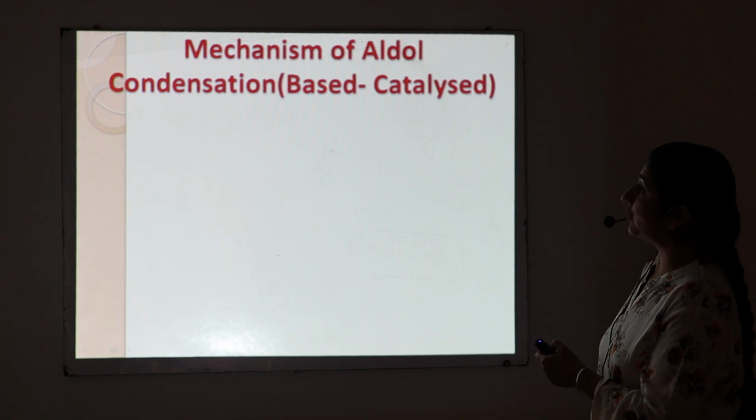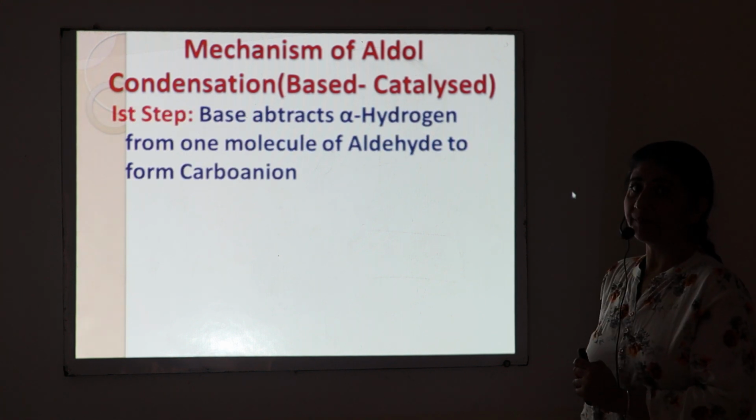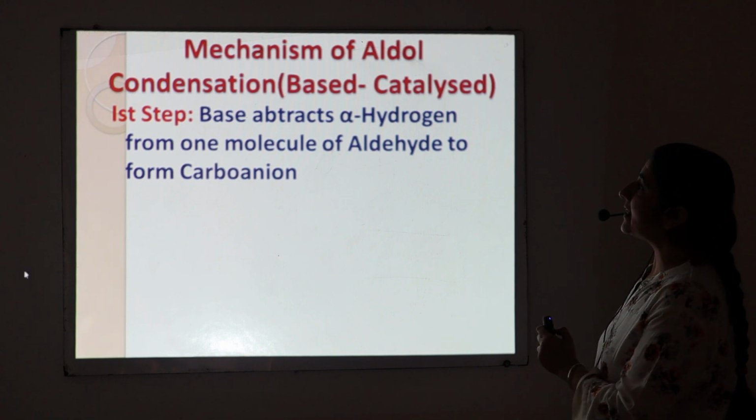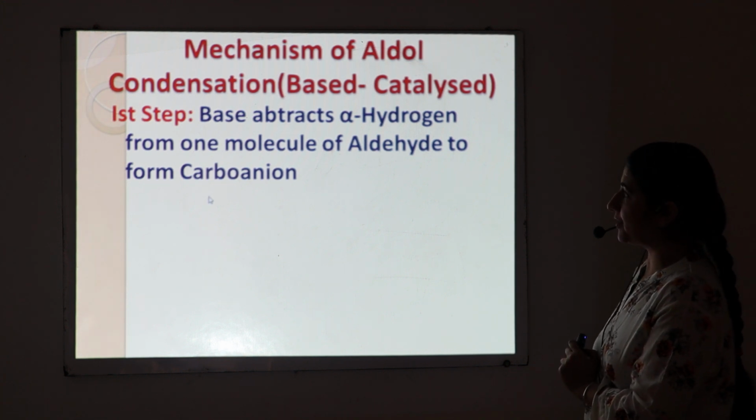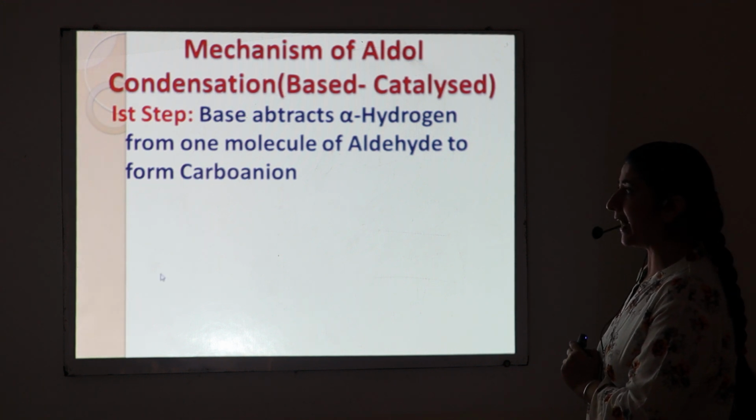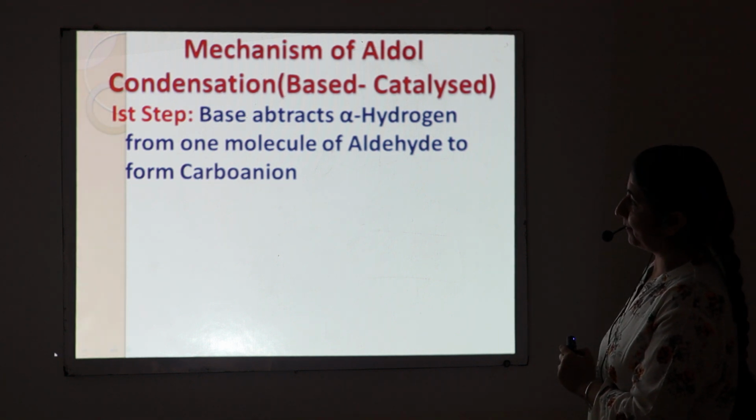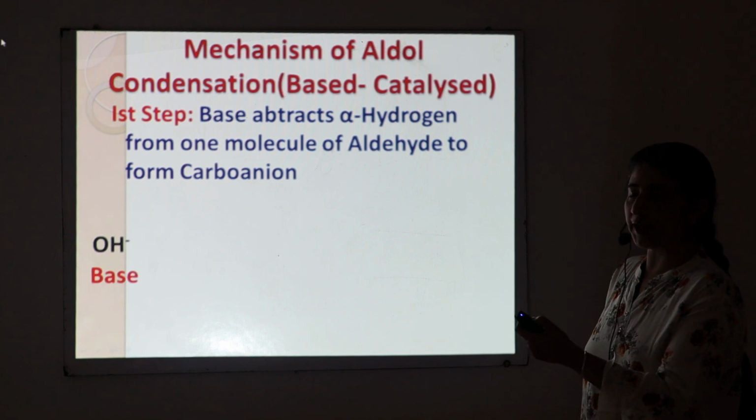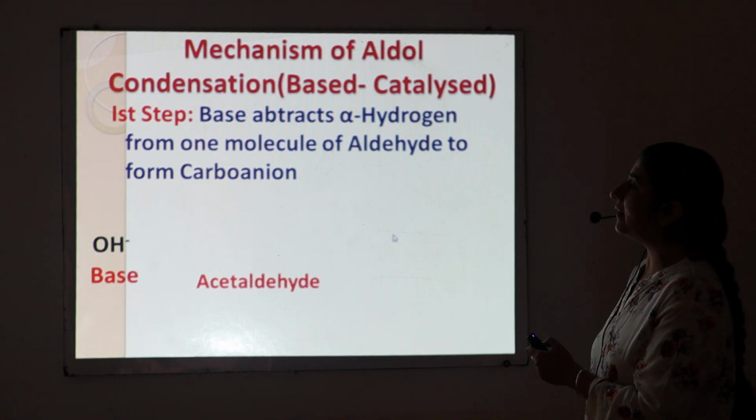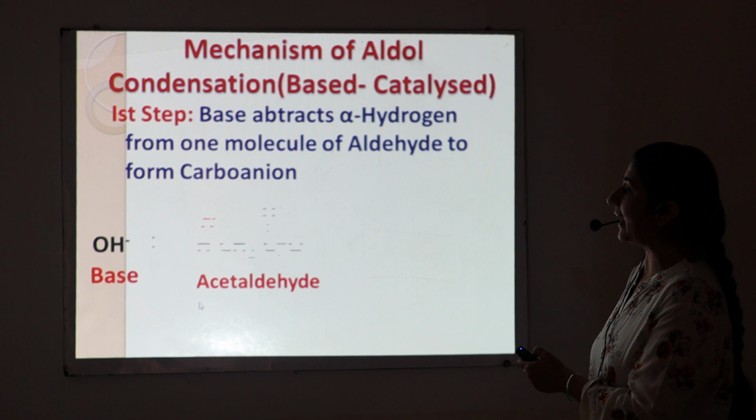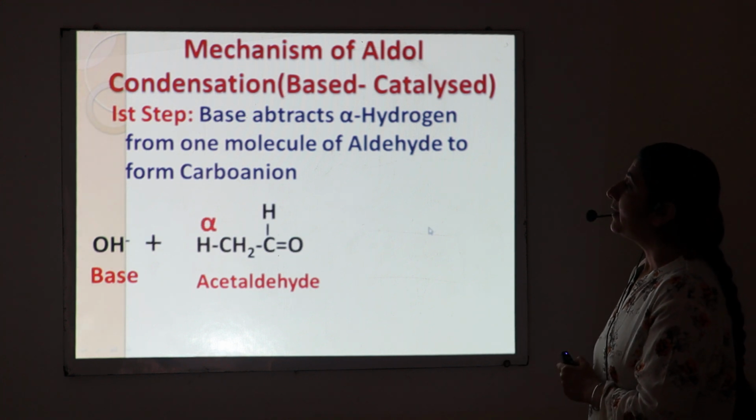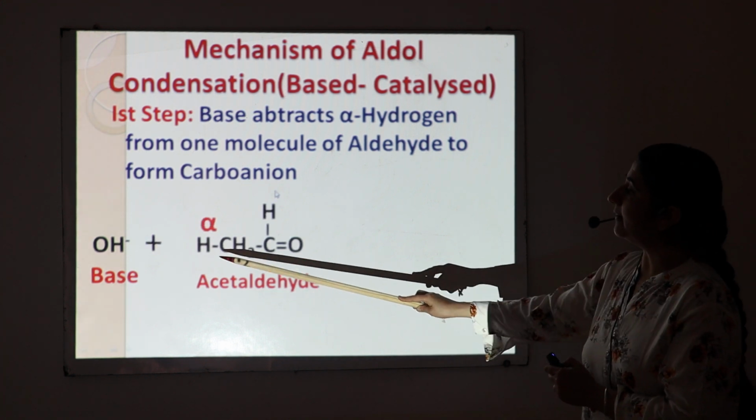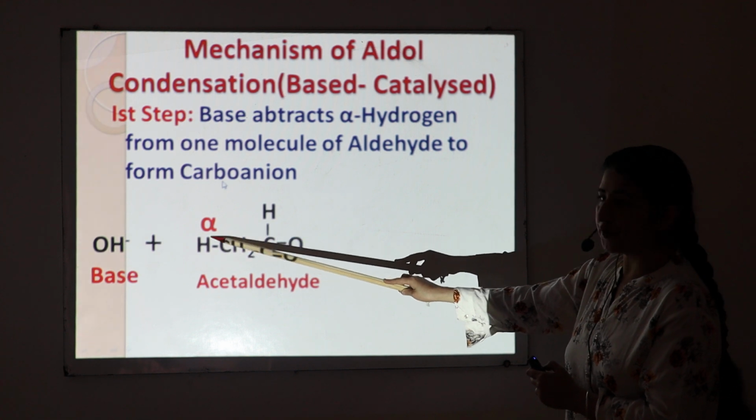Actually, this reaction takes place in three steps. In the first step, a base abstracts the alpha hydrogen atom from one molecule of the aldehyde to form a carbanion. So here we have a base which is derived from the NaOH. It combines with the first molecule of the aldehyde, that is acetaldehyde, and this acetaldehyde contains an alpha hydrogen atom.